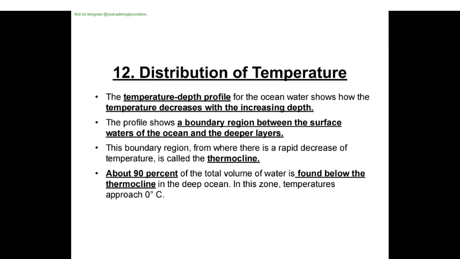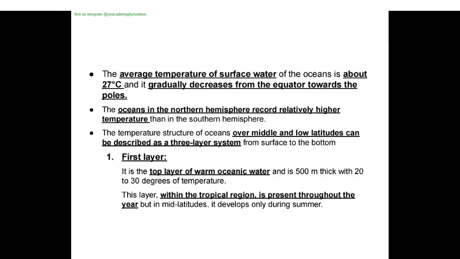Distribution of temperature. The temperature-depth profile for the ocean water shows how the temperature decreases with increasing depth. The profile shows a boundary region between the surface waters of the ocean and the deeper layers. This boundary region, from where there is a rapid decrease of temperature, is called the thermocline. About 90% of the total volume of water is found below the thermocline in the deep ocean. In this zone, temperatures approach 0 degrees centigrade.